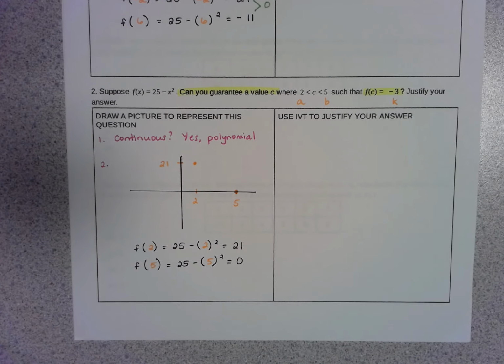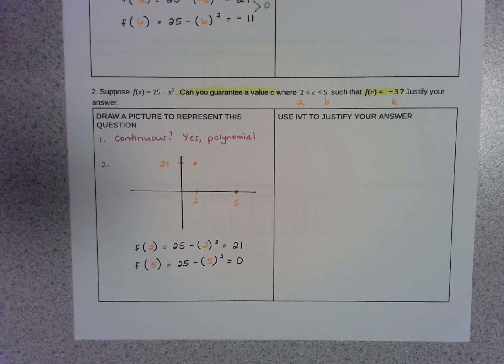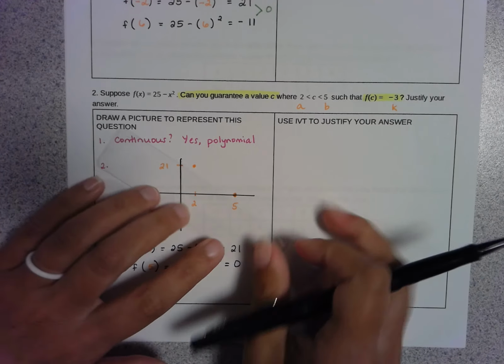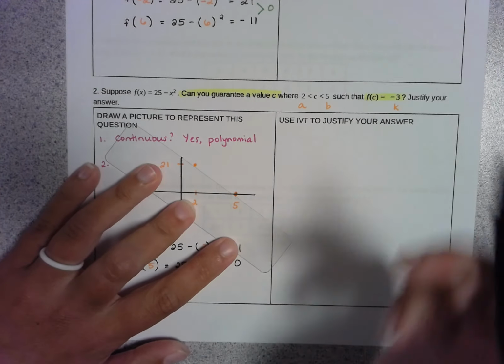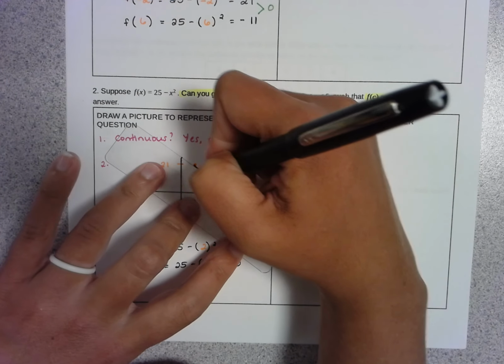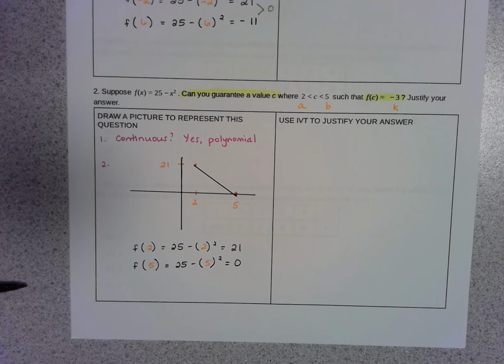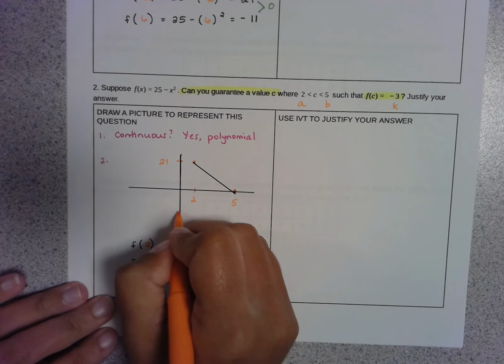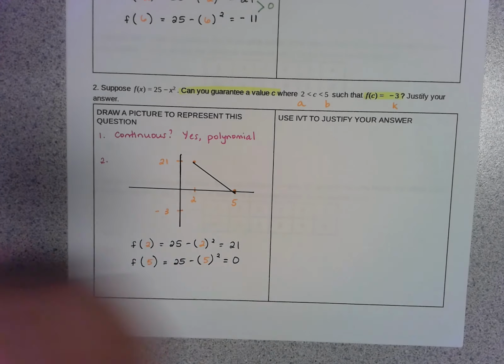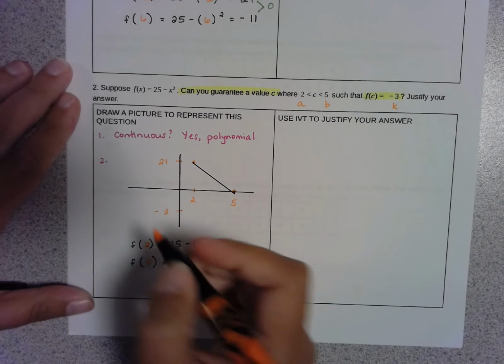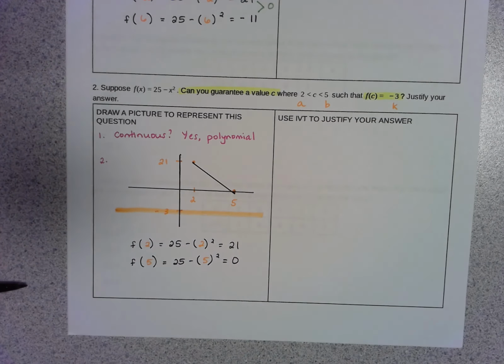I'm going to connect these points in the least complicated way possible. Although this graph is a curve, I just really need to visualize connecting the points as simply as I can, which would mean using a line. And I want to know if I ever have a y value of negative 3. Now on this graph, negative 3 would live down here somewhere. So I want to know, can I promise I cross this line?